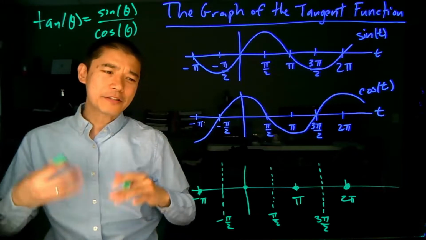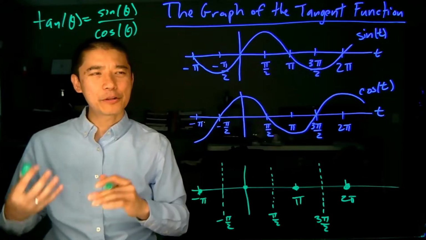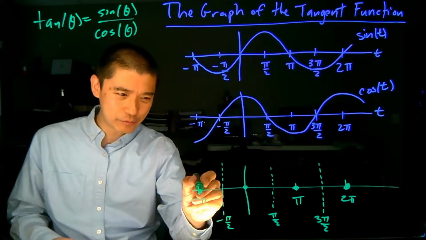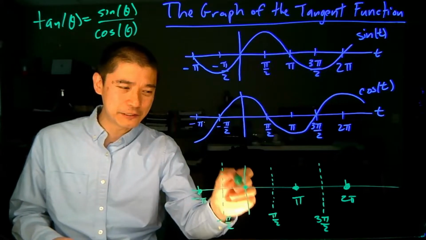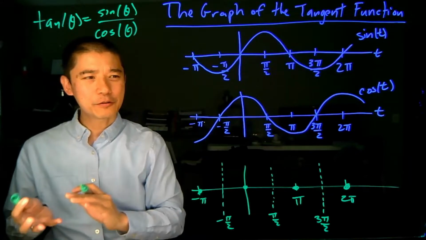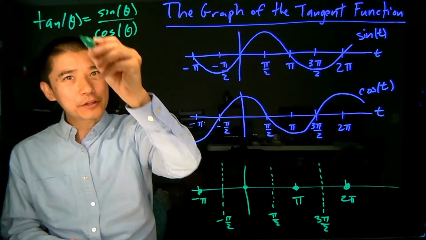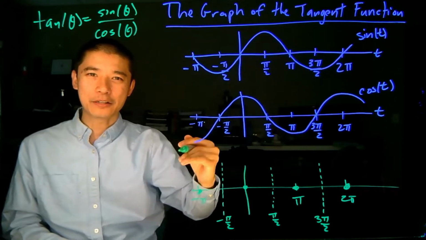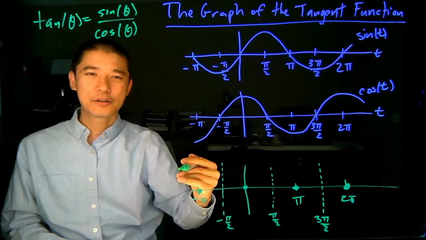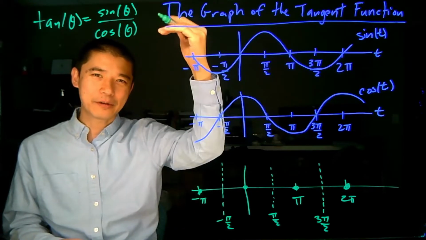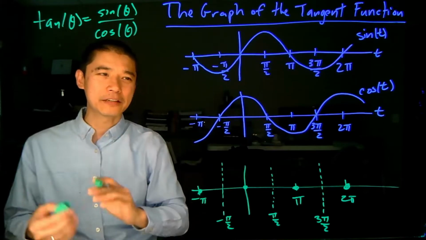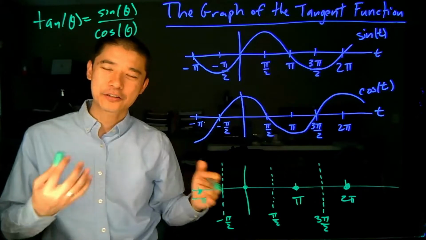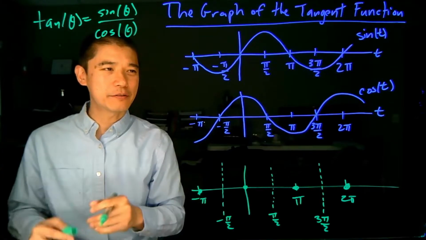Then to get the rest of the shape, we have to think about whether the function is positive or negative in each of these little intervals. So everywhere between the 0 and the vertical asymptote, and the vertical asymptote and 0, will the function be positive or negative? Again, we're going to look at this fraction. If it's positive divided by positive or negative divided by negative, the result will be positive. If you have a mix, positive over negative or negative over positive, it will be negative. So we're going to work our way through each of these intervals and ask ourselves the question, will the result be positive or negative?